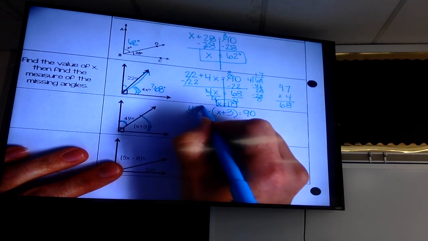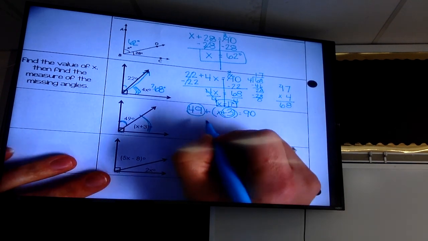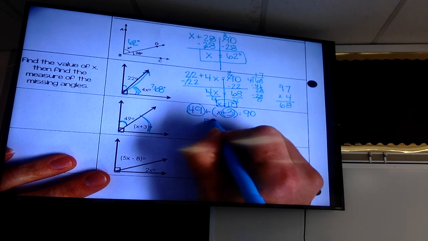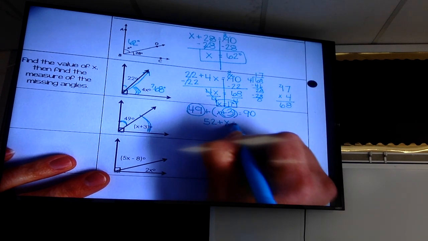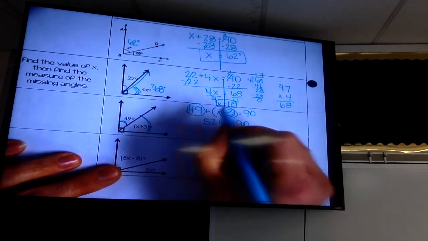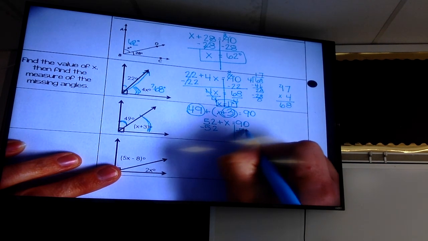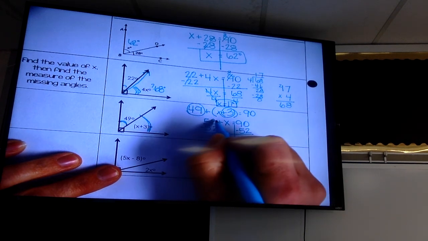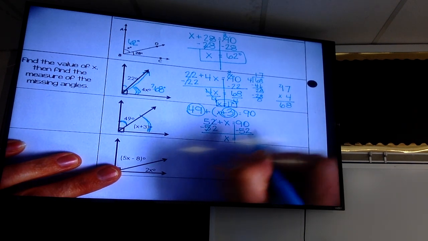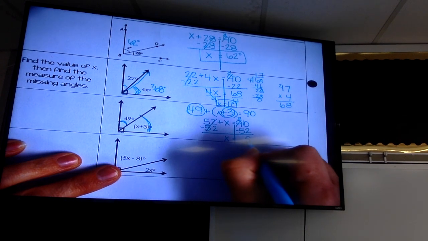Let's combine our like terms. So I'm going to combine my 49 and my positive 3. So 49 plus 3, that would give me 52, plus x equals 90. Okay, drop my line because I need to solve for x. So I see a positive 52, and the opposite of a positive 52 is a negative 52. So I'm left with x over here, 90 minus 52. So 10 minus 2 is 8, and 8 minus 5 is 3. So I know x equals 38 degrees.